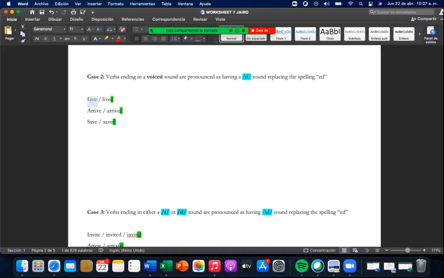So when we have a verb like this that ends in a sound with vibration, so it means a voiced sound, we're going to pronounce the past of that verb as a d sound. So we say lived, lived, arrived, arrived, saved, saved. Okay, so never forget about this, my dear friends.